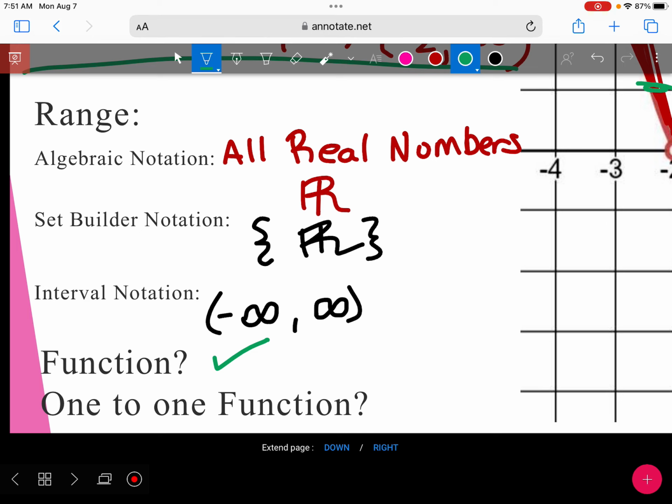Is it a one-to-one function? No. This whole chunk here in the middle fails our one-to-one test. It's like it works on either end, but if it ever fails, it fails. So it is not, oops, let me switch to pink, not a one-to-one function.